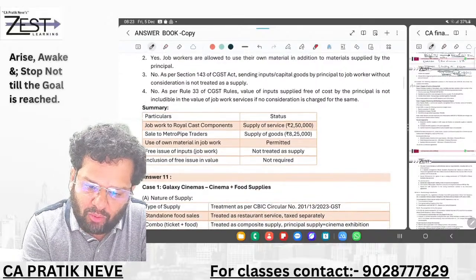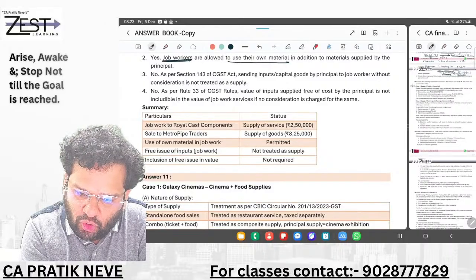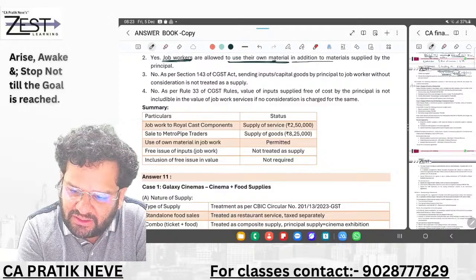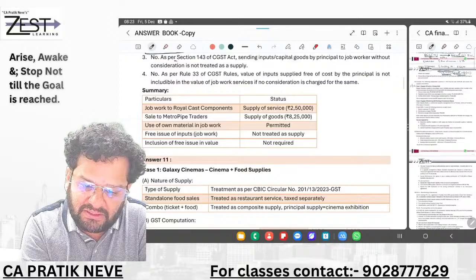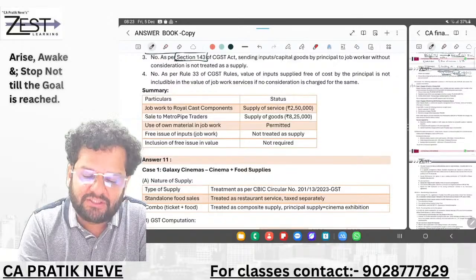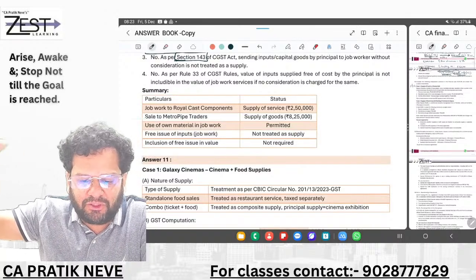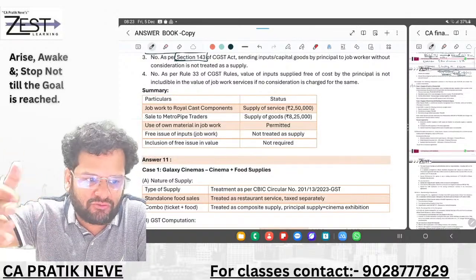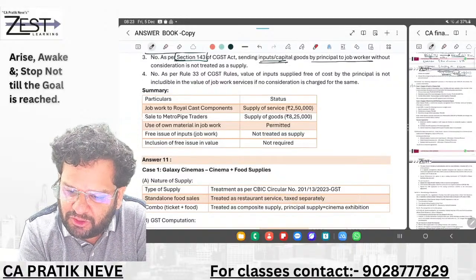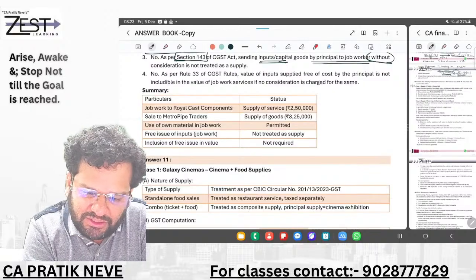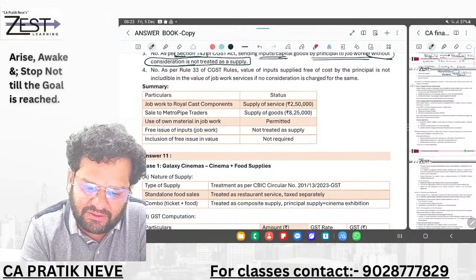Yes. Job workers are allowed to use their own material. Job workers can use their own material in addition to material supplied by the principal. As per section 143, the procedure in case of principal to job worker, sending inputs or capital goods by principal to job worker without consideration is not treated as supply. So just make challans and send it.